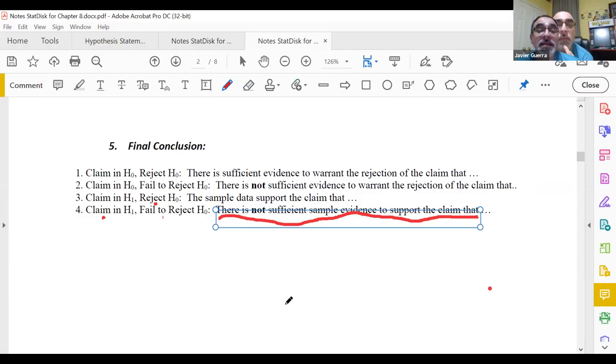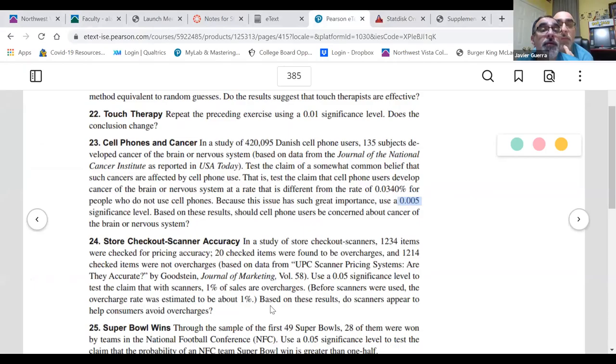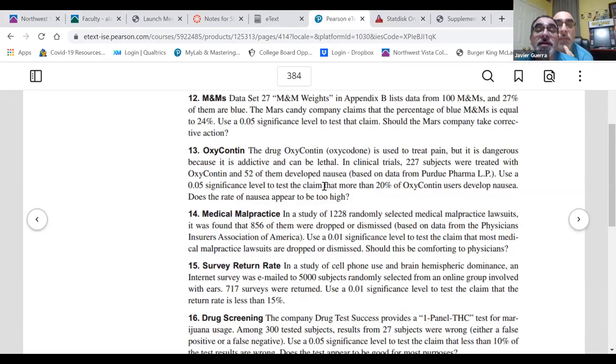Let's see if I can find it. What was it, number 13? Where is it at? Number 13, where's the term that in my problem? This was 13, right? I went too fast. All right, there it is, that. You're going to copy that and stick it to that sentence that I just wrote on my paper.